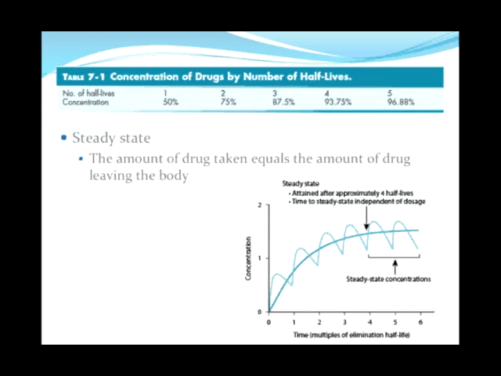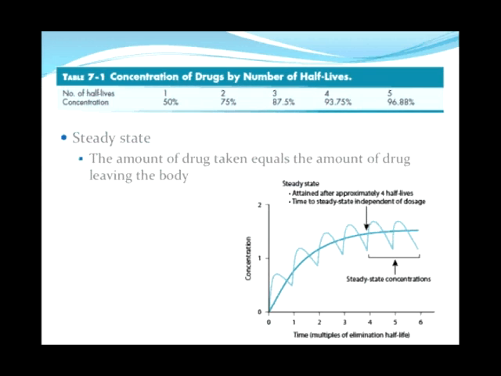After a patient has taken a drug for a period of time, typically 4 to 5 times the half-life of the drug, it reaches a steady state, which we can see here in this first table, 7-1, where you can see the concentration of drugs by a number of half-lives.